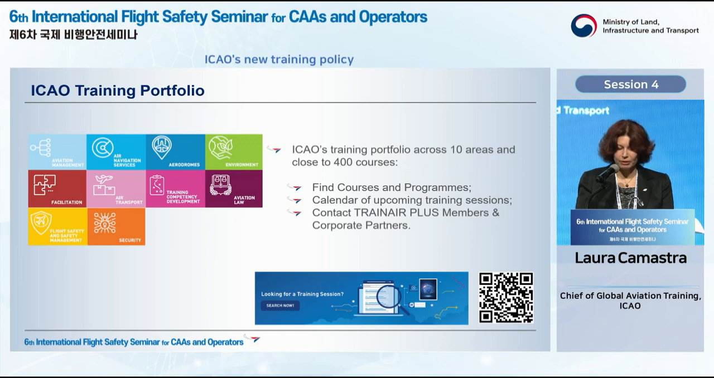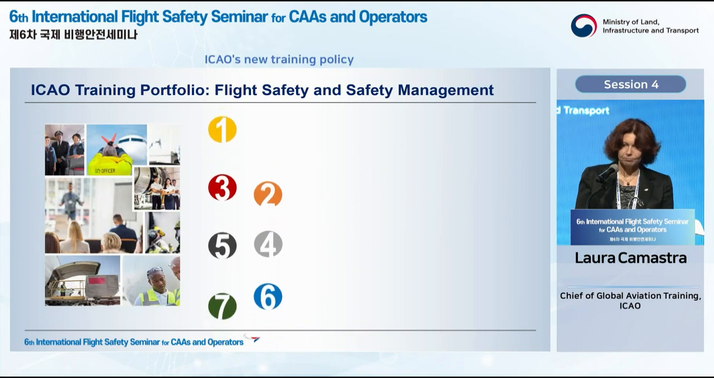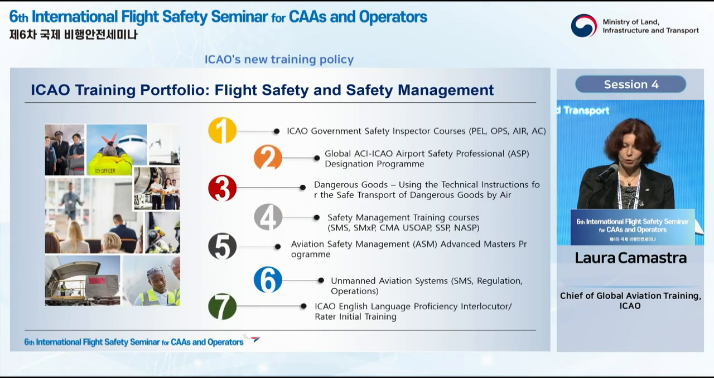Today, thanks to the collaborative work of the Trainer Plus network and training partners, ICAO's portfolio of courses and programs continues to expand. We have a portfolio of close to 400 training packages, catering to the needs of civil aviation training worldwide, spread across 10 strategic areas, as you can see here, including navigation, aviation management, aerodromes, and others. These are some of the highlights of the courses and programs in the ICAO training portfolio that are relevant to today's discussions and are available to all member states.